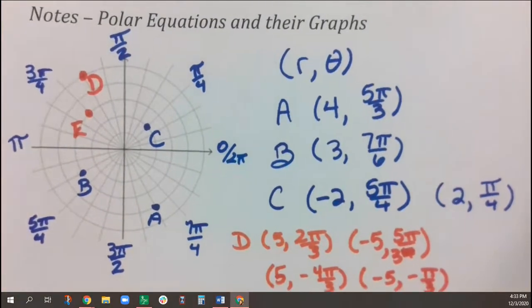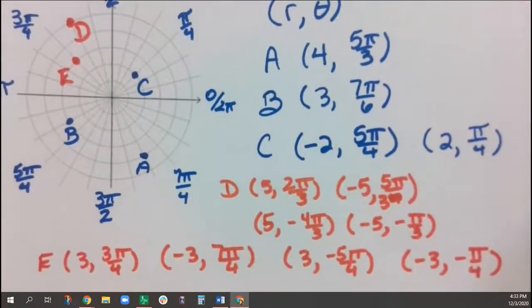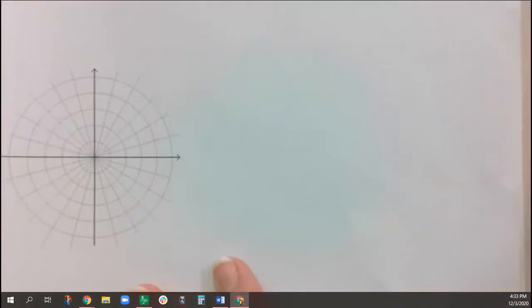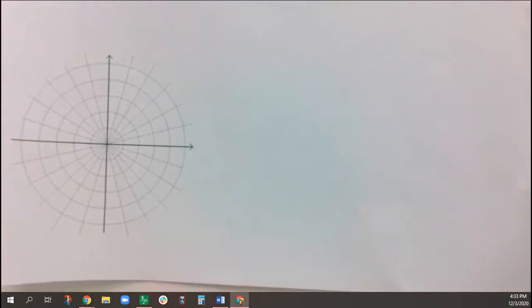And then for E, I did something similar. All 4 of these coordinates would be representative for point E. So that was just a brief introduction to how the grid works. One of the things that we're going to need to understand is how these polar graphs relate to the rectangular graphs that we are more accustomed to.